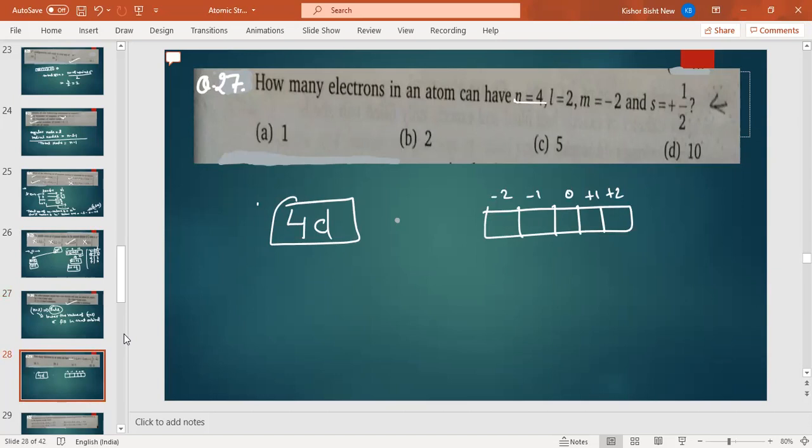And the m value is minus 2 at s is equal to plus 1/2. Okay, if the 4d orbital is there, how many electrons in an atom can have? It is asking for the atom can have. How many electrons in an atom can have if n is equal to 4, l is equal to 2? This is a 4d, and in 4d the m is equal to minus 1. And the d orbital containing the maximum electrons is 10.